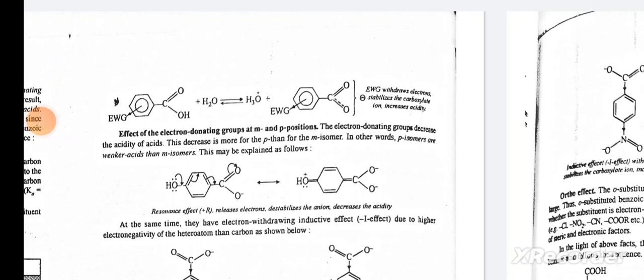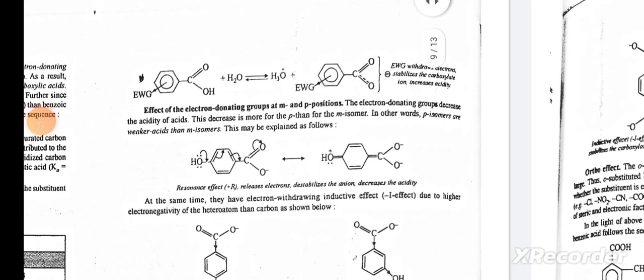EWG withdraws electrons, stabilizes the carboxylate ion, increases acidity. Effect of the electron donating group at meta and para positions. The electron donating group decreases the acidity of acids. This decrease is more for the para than for the meta isomer. In other words, para isomers are weaker acids than meta isomers.